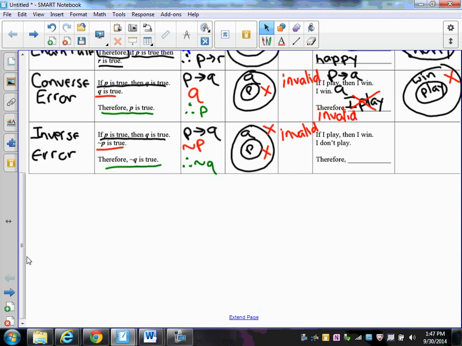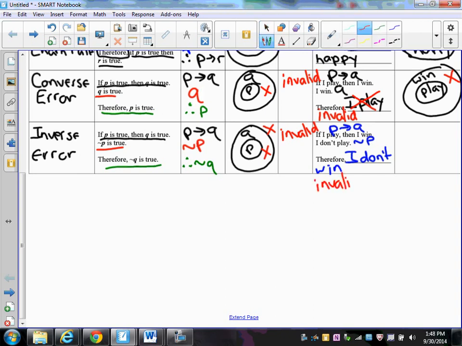So an example of how people would screw this up would say, if I play, then I win. So we still have if P, then Q. I don't play, so we say not P. Therefore, a lot of people would say I don't win. And this is invalid.